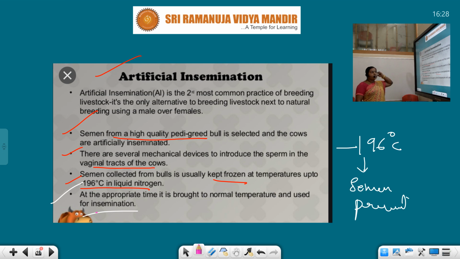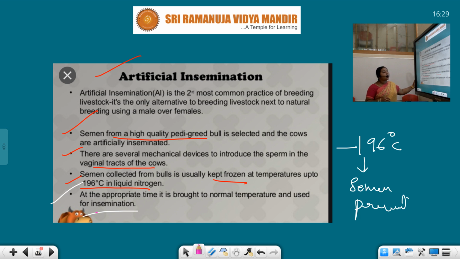Artificial insemination is the second most common practice of breeding. Semen from a high quality bull is collected here, with great characteristics chosen. From this we collect the semen, and whatever sperm is collected from the bull is artificially introduced into the cow's vaginal tract, and it should be conducted by experts only.